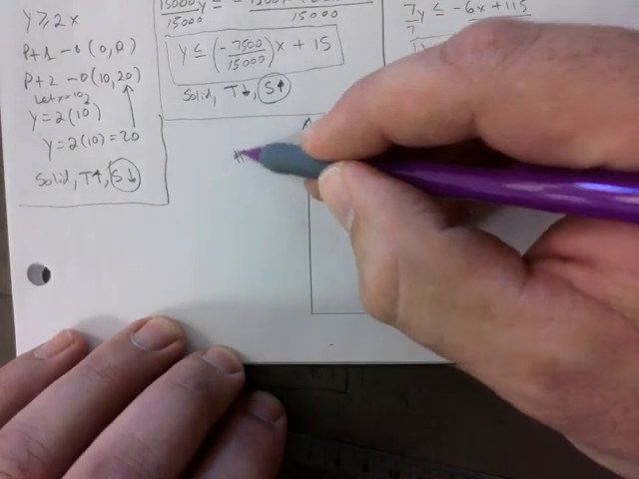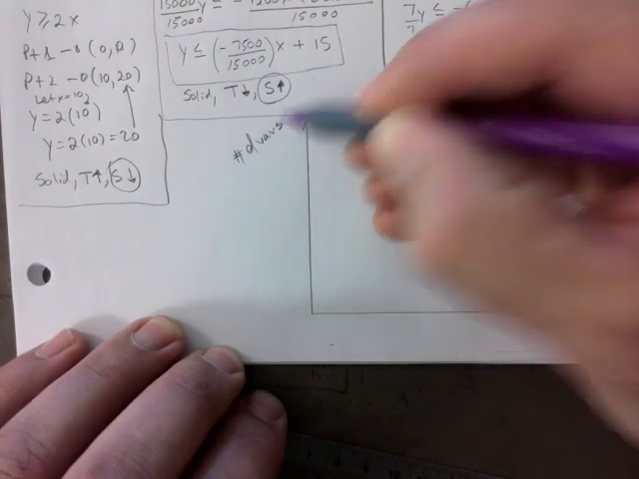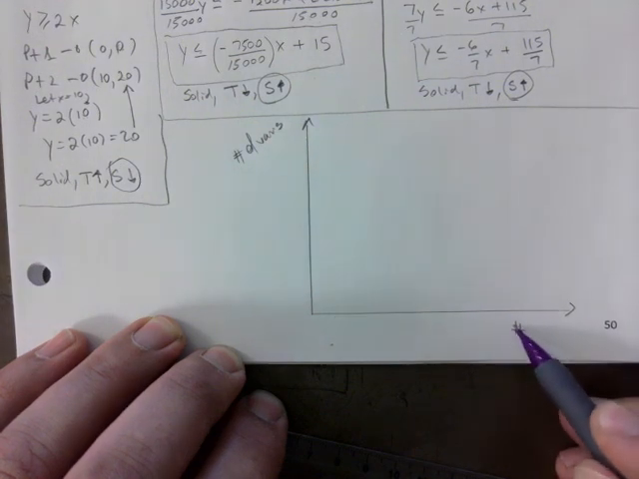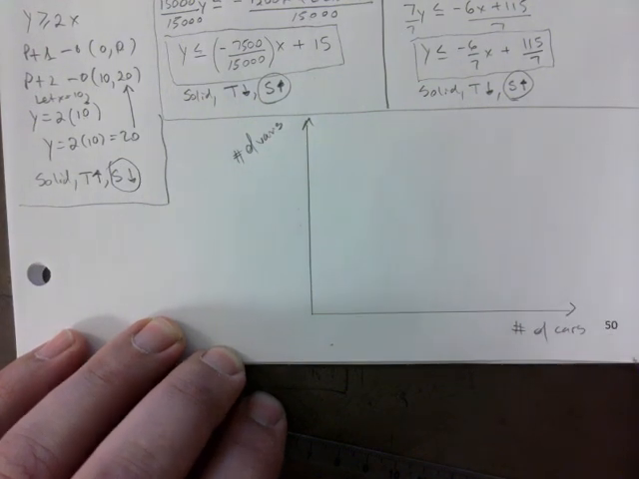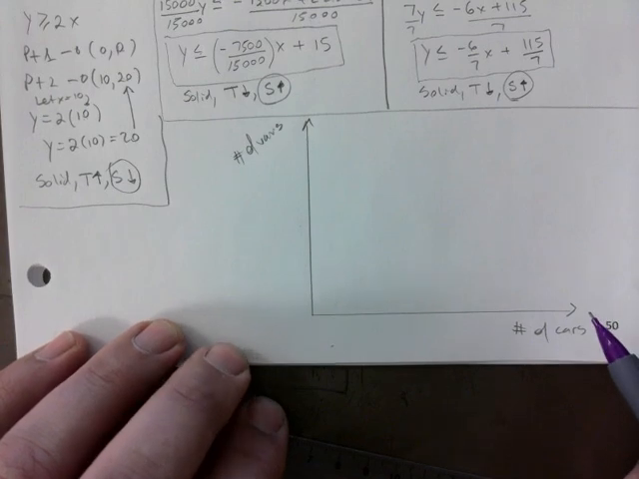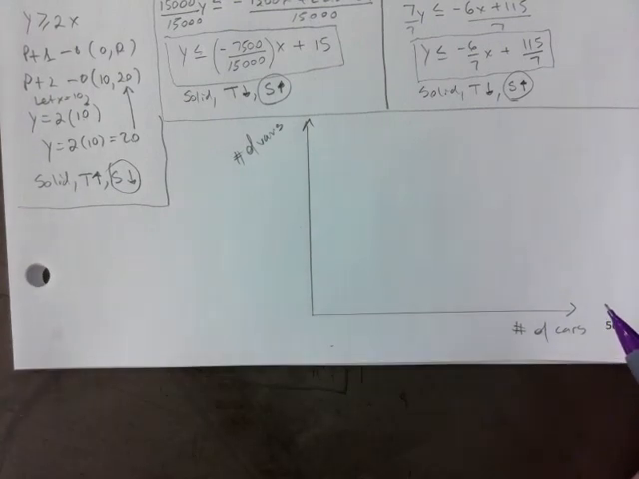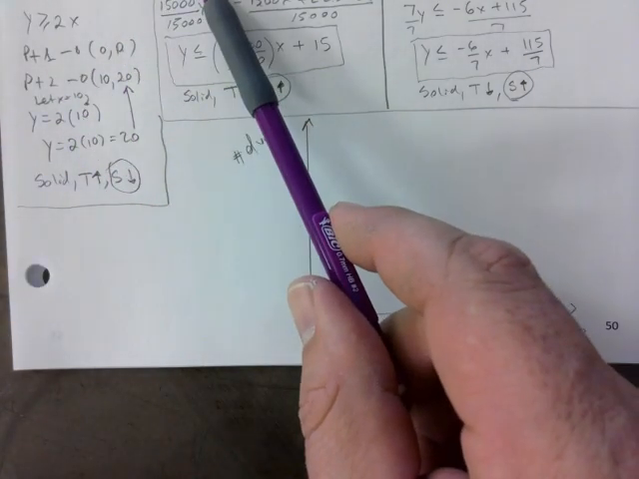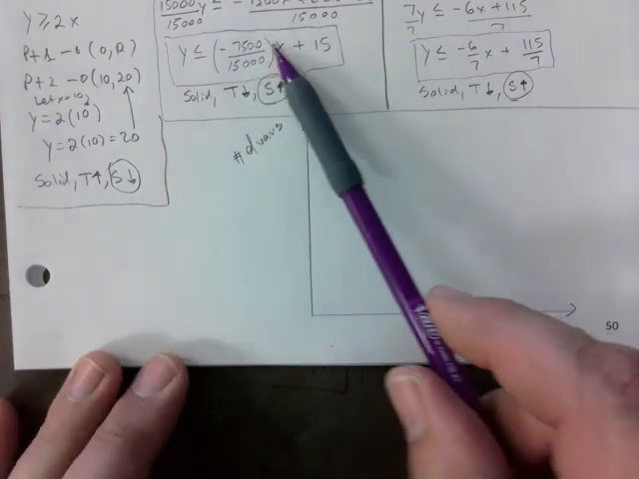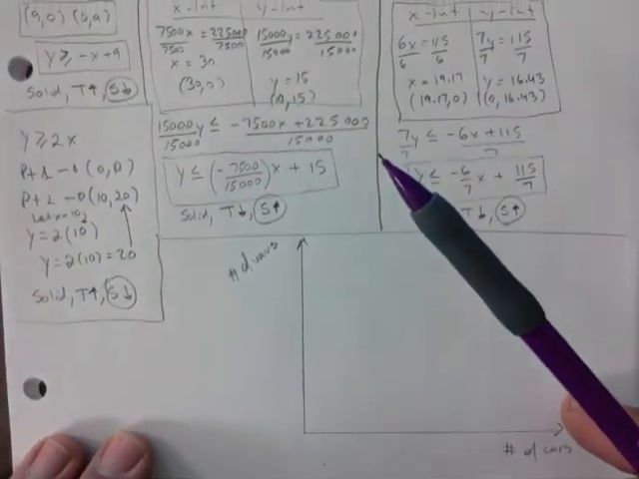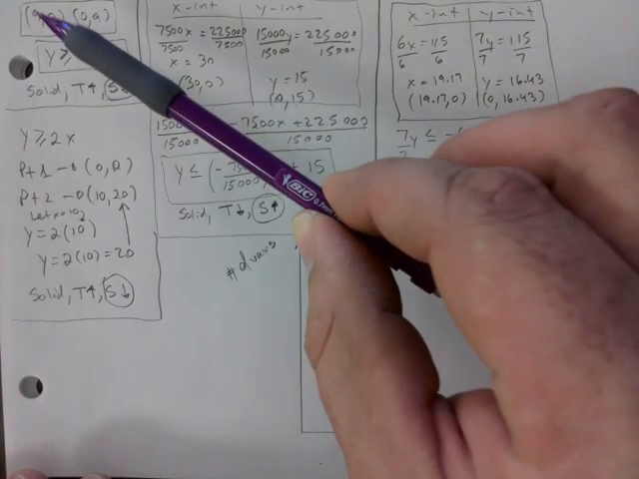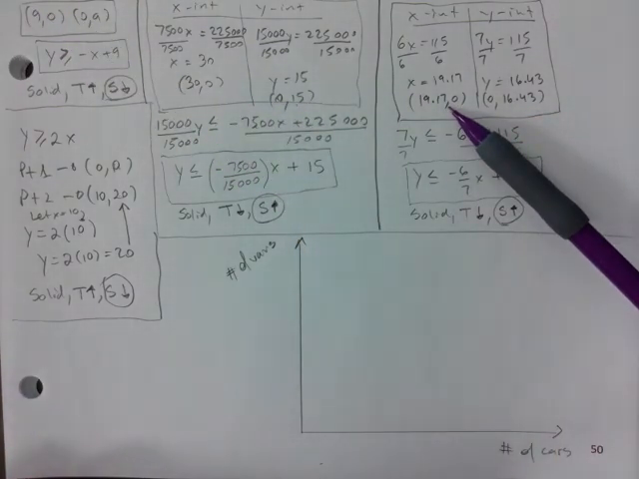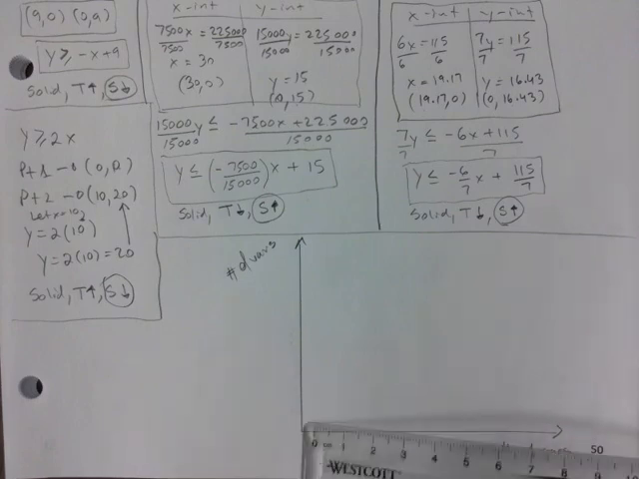This would be number of vans. This would be number of cars. And let me see here. The biggest x-intercept that I see is 30. Sorry, I should probably have this on there. 30 is the greatest. I look at all the x-intercepts. So I'm going to make sure I go up to 30.